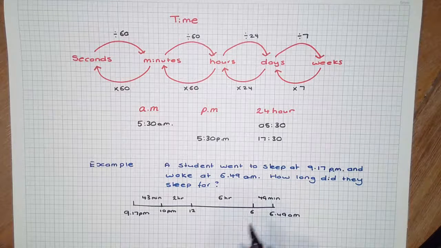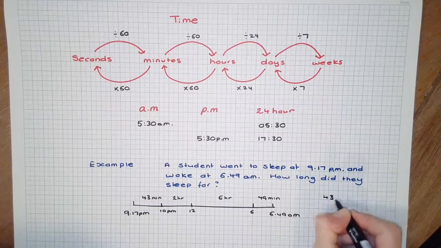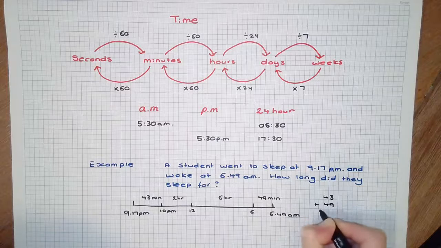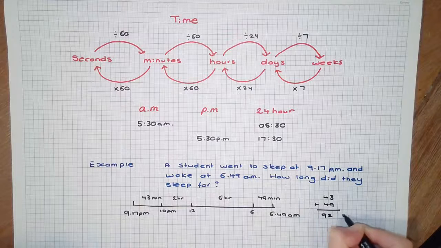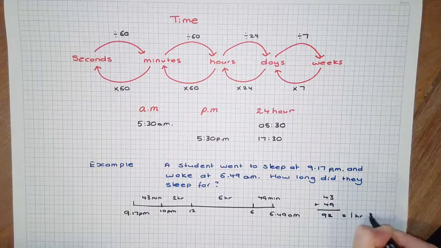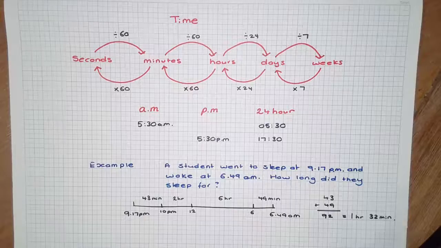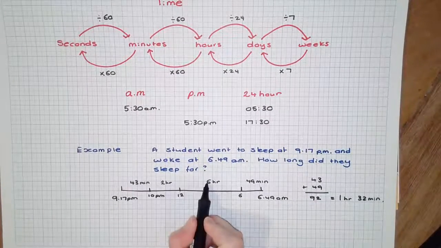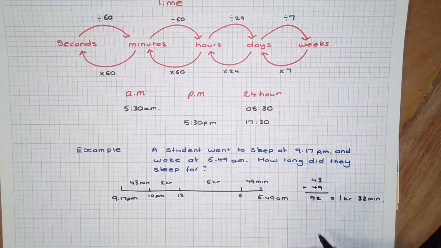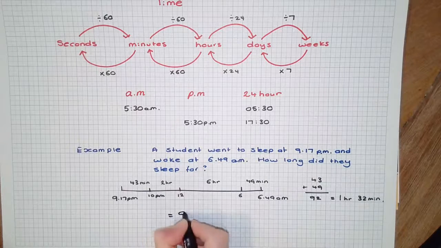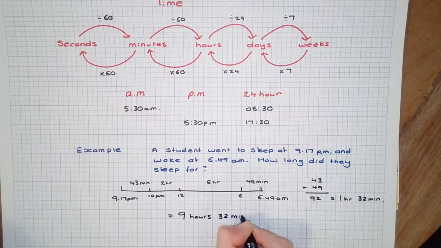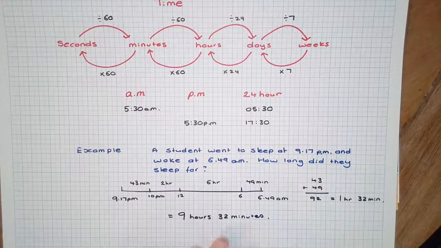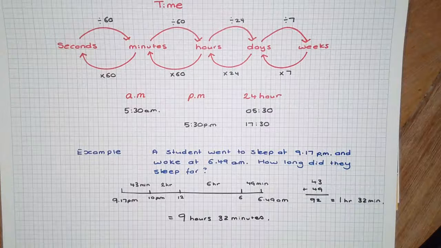Let's add the minutes together first. 43 minutes plus 49 minutes. Given that that's 92 minutes, we would say it is 1 hour and 32 minutes. Now let's add all our hours. We have 2 hours plus 6 hours, 8 hours, plus our other hour there is 9 hours, and our 32 minutes. So the trick is to build up to the nearest hour to solve those time elapsed problems.